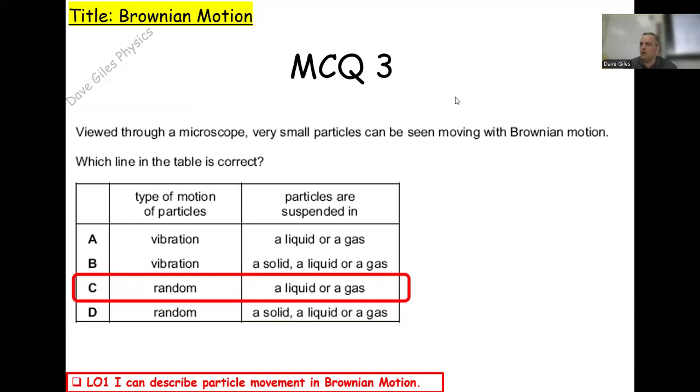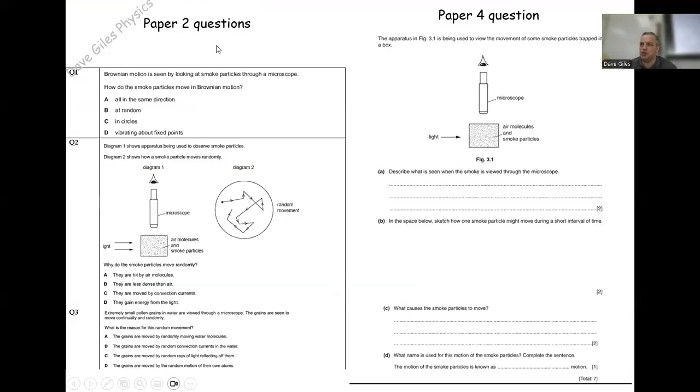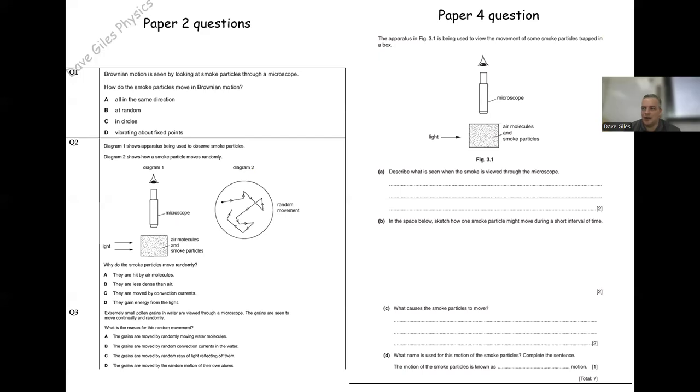Okay, so now I've got some mixed paper 2 and paper 4 questions. What I'd like you to do is pause it for a minute and have a go at these questions. I'll pause it, let you have a go, and then we'll go through it in a moment.